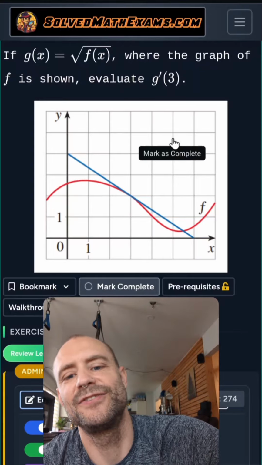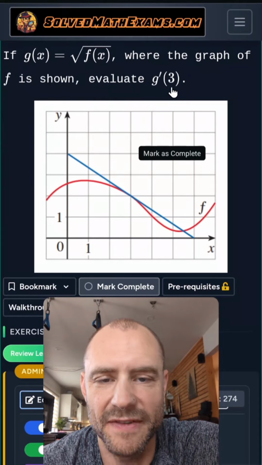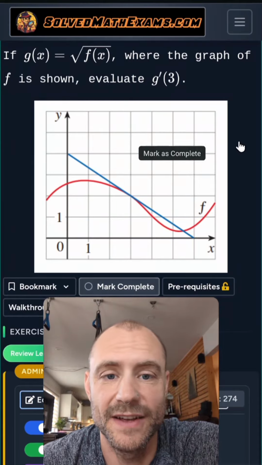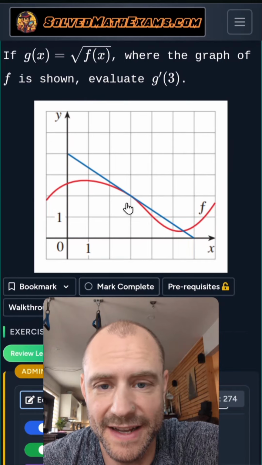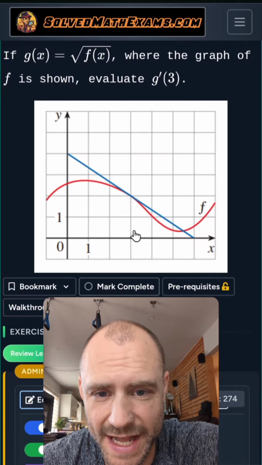All right, so here we've got to find this value, g prime of 3, if g of x is equal to the square root of f at x. Okay, well, let's try and digest this a little bit. Here's the red function f. And then we get some information about when x is equal to 3 here.